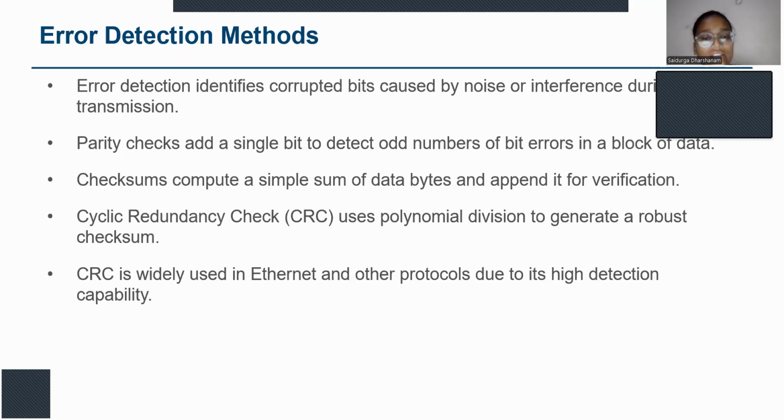The cyclic redundancy check uses polynomial division to generate a robust checksum, and checksums compute a simple sum of data. CRC is widely used in Ethernet and other protocols because it has high detection capability. Error detection identifies corrupted bits caused by noise or interference during data transfer from one node to another.